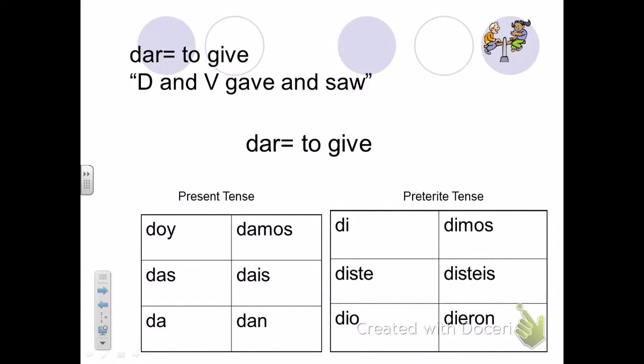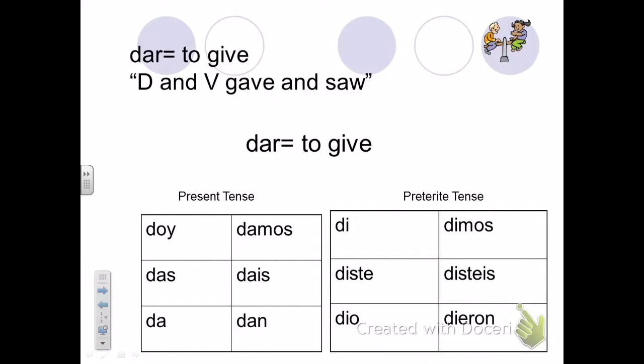Di, diste, dio, dimos, dieron. Are there no accents? And there's no accent marks. Yay! No accents in dar. So basically what you're doing is you're following the ER and IR endings, but with a D. So di, diste, dio, dimos, dieron. All right. Okay, easy peasy, lemon squeezy. There's no accent marks to worry about. And that's all there is to it.